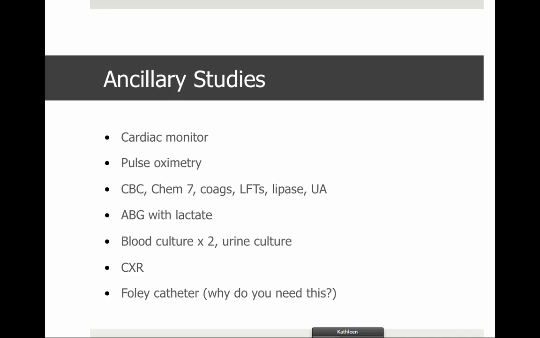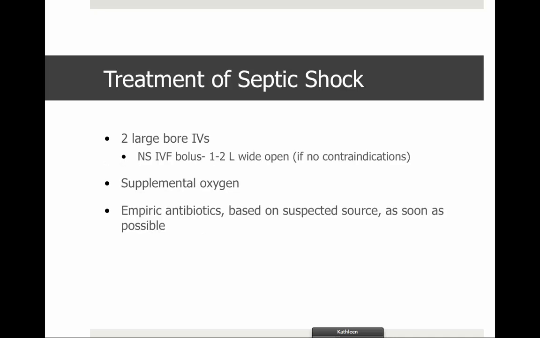Ancillary studies: cardiac monitor, pulse ox, chem, CBC, CMP, coags, liver function test, lipase, UA, arterial blood gas, and serial lactate. Blood cultures times two, urine cultures, chest x-ray, and Foley catheter for renal perfusion. Treatment consists of two large bore IVs, normal saline IV fluid bolus 1 to 2 liters wide open, supplemental oxygen, empiric antibiotics based on suspected source as soon as possible.